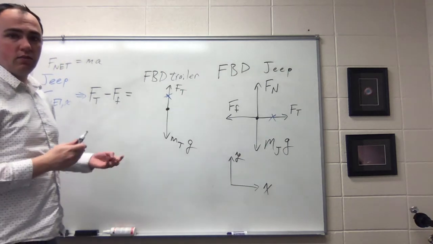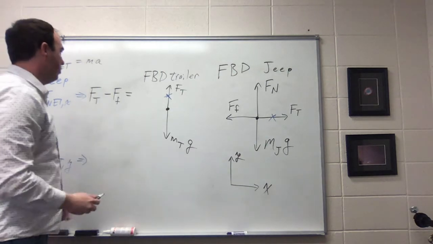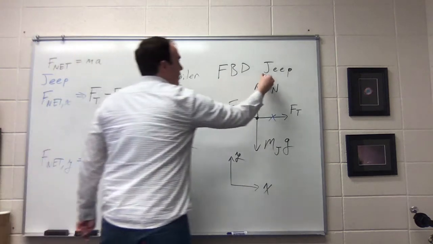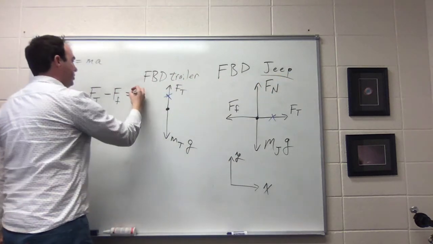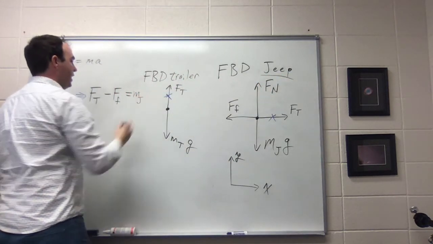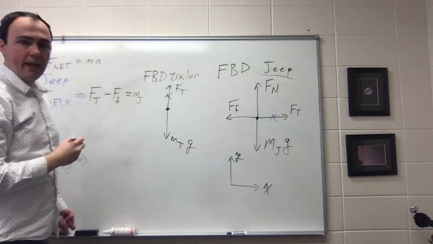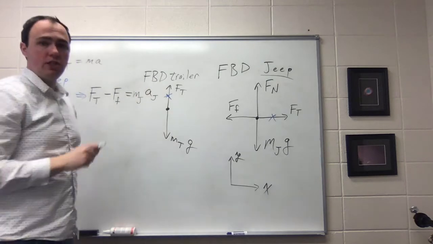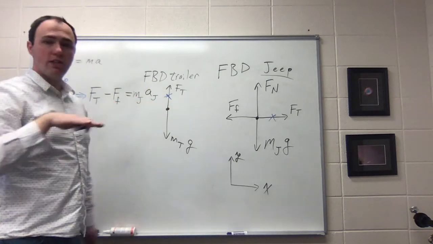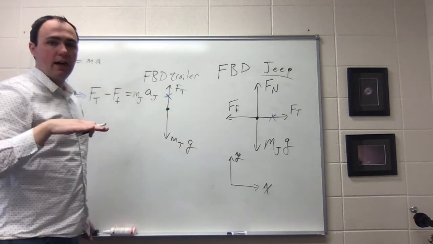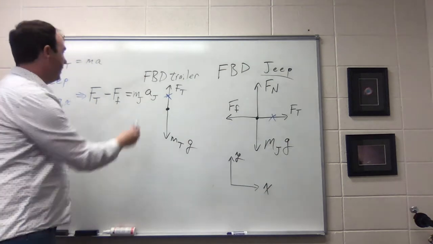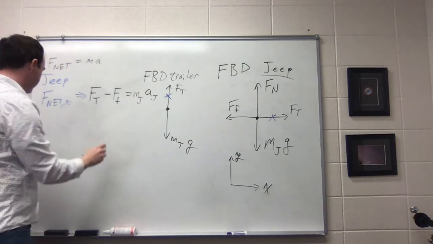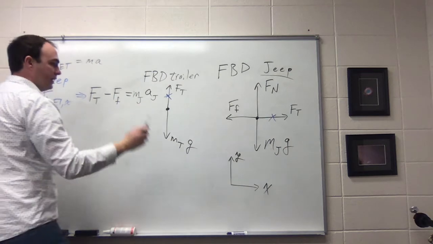Those are all the forces in the x direction, so now I need to set that equal to ma, right? So which mass? Well, it's the mass of the object that I'm looking at, so that's m sub j, the mass of the Jeep, and it's the acceleration of the Jeep. Now I know that the Jeep could possibly have some acceleration in the horizontal direction, so I have to put that as an unknown.